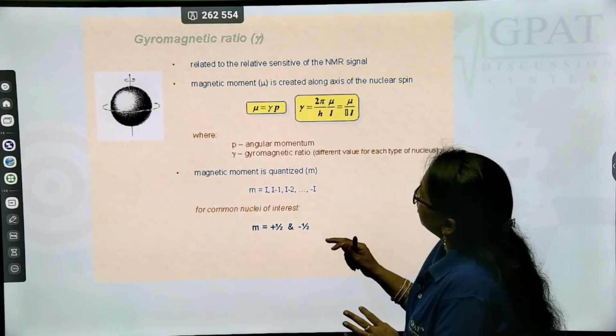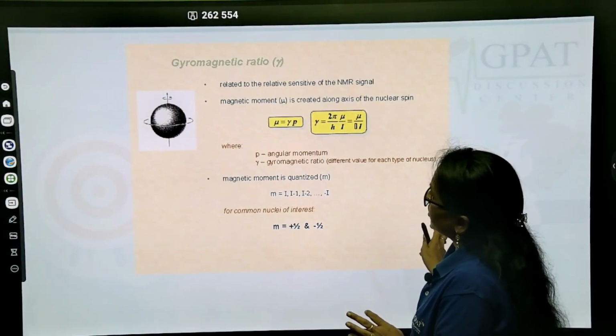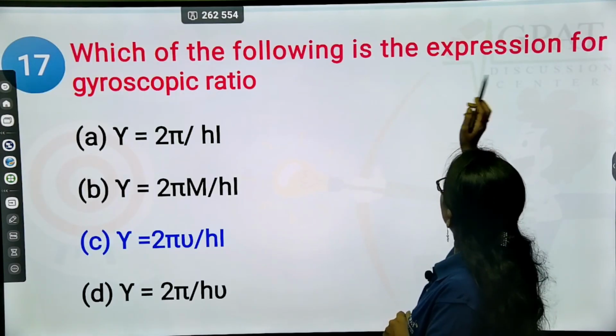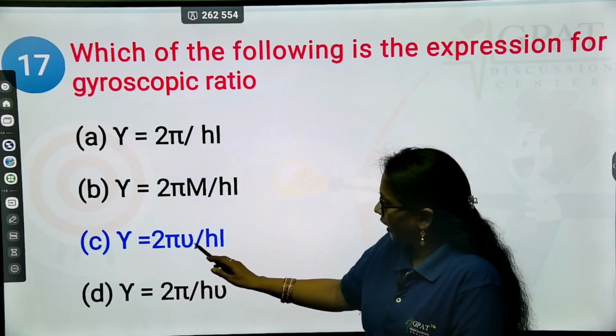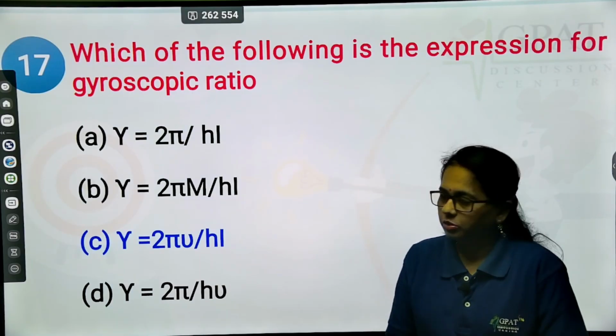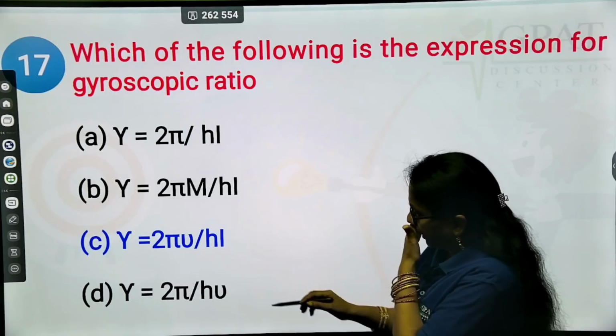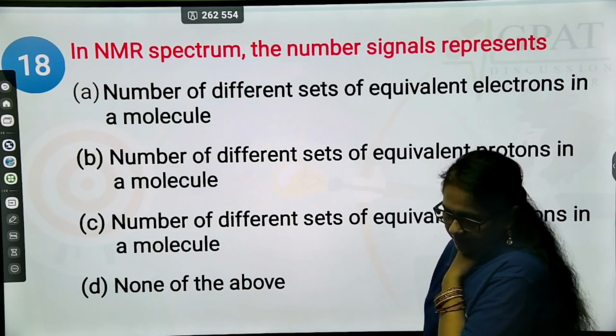Okay, so then if you see the options they have given, which of the following is the expression for this gyromagnetic ratio? So gamma equal to 2 pi nu divided by H. Okay, so that is the formula related to that. Option C is the right answer.